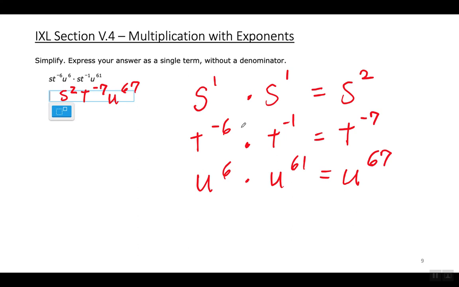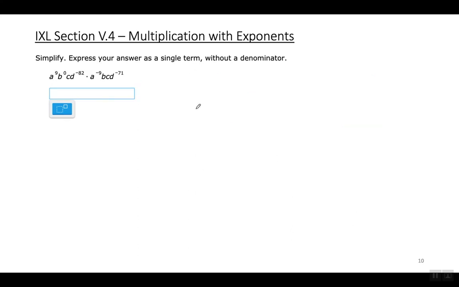All right, I believe there's 2 more examples. So here, a to the 9th power times a to the negative 9th power equals, all right, this one, 9 plus negative 9 is 0. And any non-zero number to the 0 power equals 1. So basically for a, I don't write anything in my answer. Because when it's 1 times everything else, the 1 is going to vanish, right?